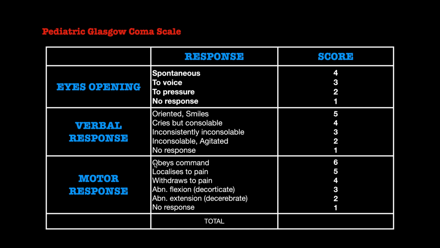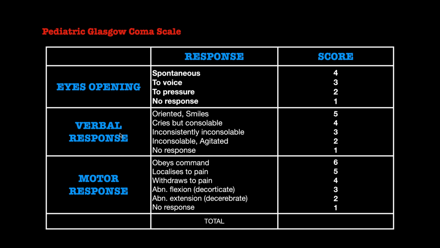And so, if the child opens the eyes spontaneously without you asking the child to open the eyes, you score the child 4. But if eyes are opened only to voices, then you score the child 3. And if the child opens the eyes only when you apply some pressure, for example, to the chest or to some part of the body, you score the child 2. And if the child does not open the eyes at all, even to all the pressure and the voice that you make, you score the child 1.